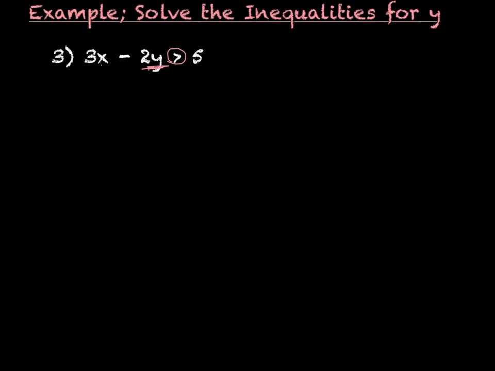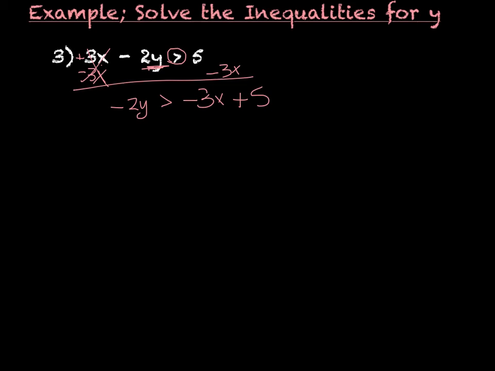So what is away? We're going to work outside in. So we have a plus 3x. So I'm going to subtract 3x from both sides. And then that leaves me with a negative 2 times y, which is greater than negative 3x plus 5.